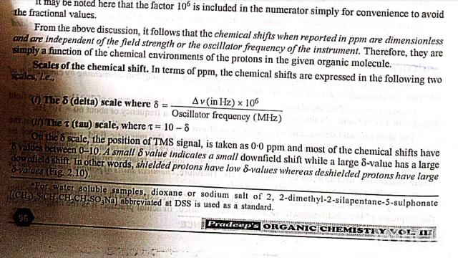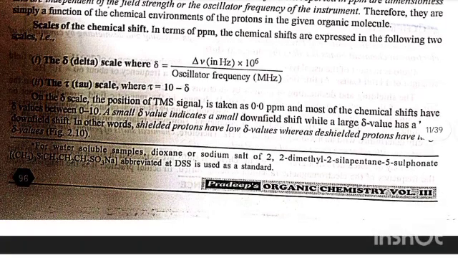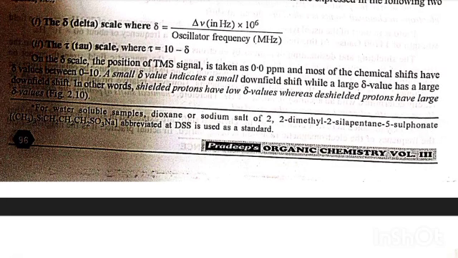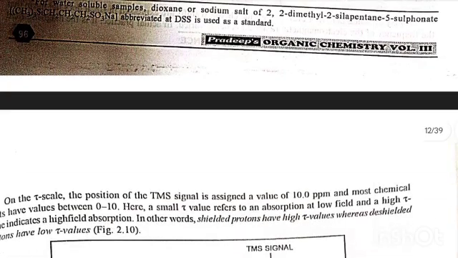Scales of chemical shift in terms of parts per million. The chemical shifts are expressed in the following two scales. First, the delta scale, where delta is equal to delta nu in hertz into 10 to the power 6 upon the oscillator frequency. Then the tau scale, where tau is equal to 10 minus delta. On the delta scale, the position of the TMS signal is taken as 0.0 parts per million, and most chemical shifts have delta values between 0 to 10. A small delta value indicates a small downfield shift, while a large delta value indicates a large downfield shift. In other words, shielded protons have small delta values, whereas de-shielded protons have large delta values.